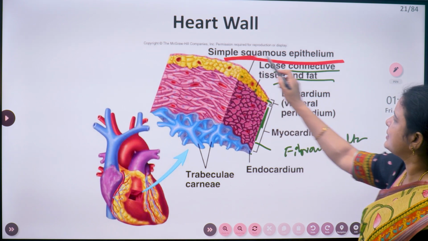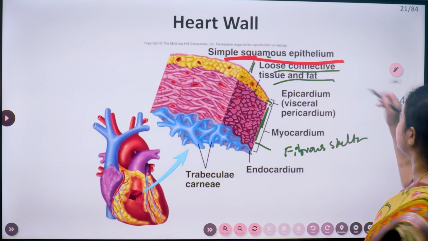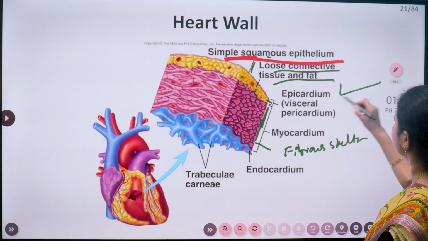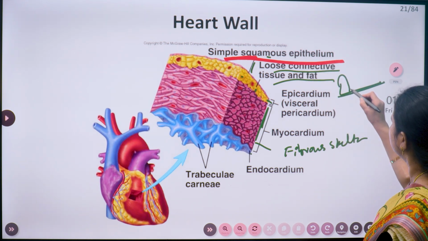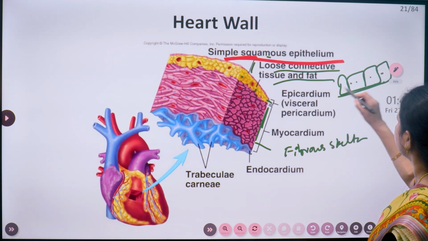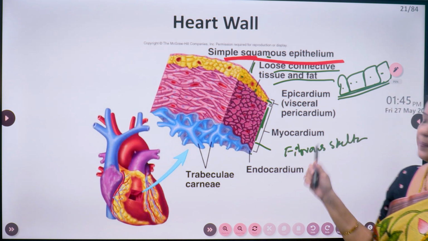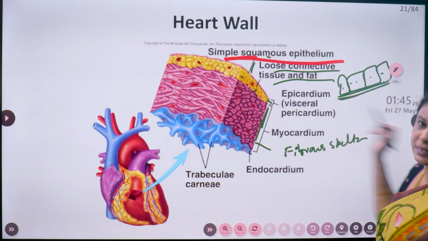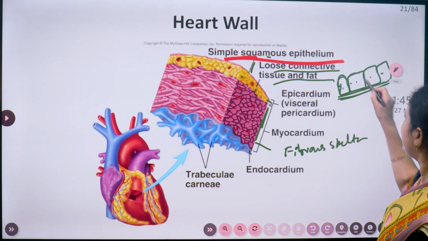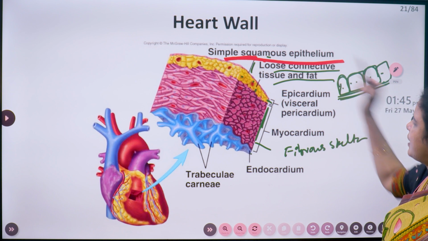You can see simple squamous epithelium. Simple squamous means a single layer of flat cells, an epithelium which has a basement membrane. So simple squamous epithelium means basement membrane and flat cells.